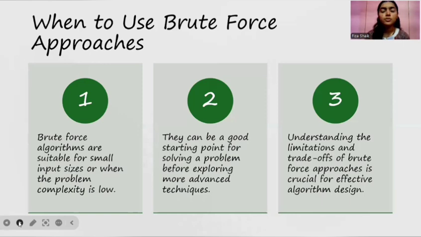Now, when to use brute force approaches? Number one, brute force algorithms are suitable for small input sizes or when the problem complexity is low. Second one, they can be a good starting point for solving a problem before exploring more advanced techniques. Third one is understanding the limitations and trade-offs of brute force approaches is crucial for effective algorithm design.